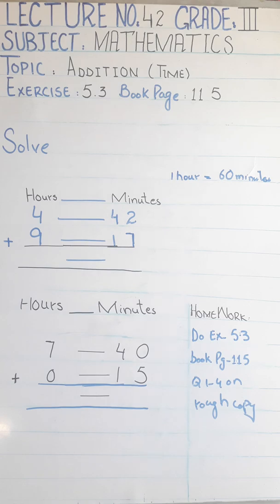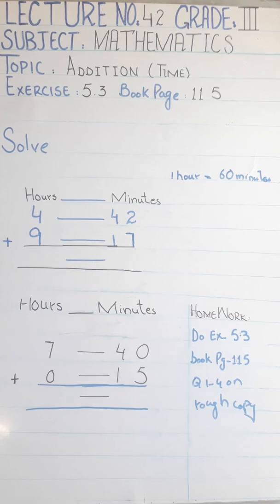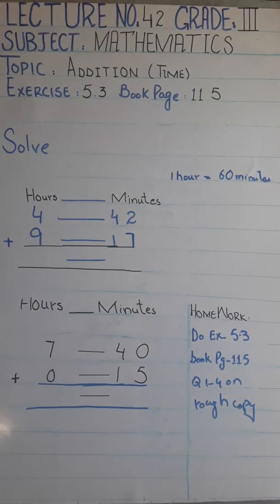Clear? And when you add hours and minutes, it is just like simple addition. But keep one thing in your mind: when the minutes reach 60, it is counted as 1 hour, and when it is less than 60, it is counted as minutes. Clear? Okay, look at the board.